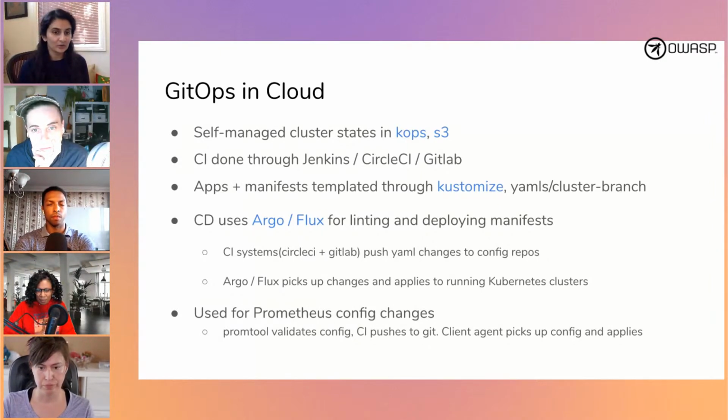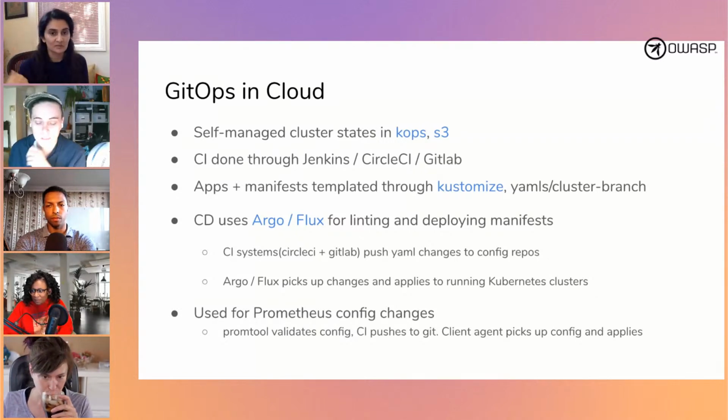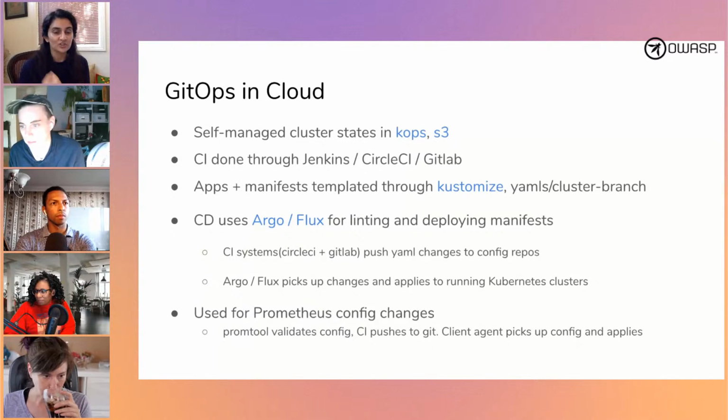For the CD part, we were using Argo and Flux for the linting and the deploying of the manifests. So the CI systems were pushing the YAML changes to the config repo. Instead of touching the cluster, it would push the new image to the registry, and then that new image tag would simply be updated in the manifest repo. And since Flux, or Argo, is watching your manifest repo, it can just update your app that way.